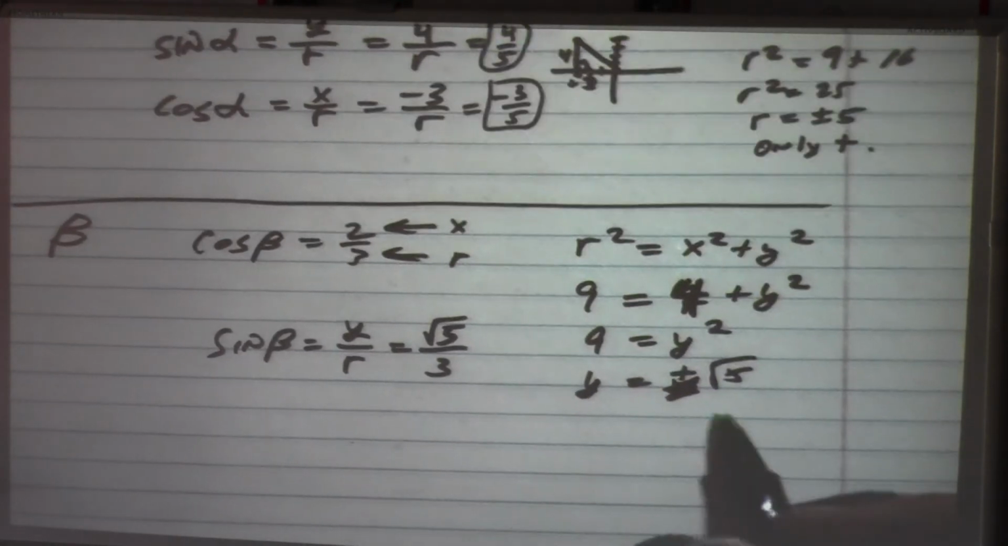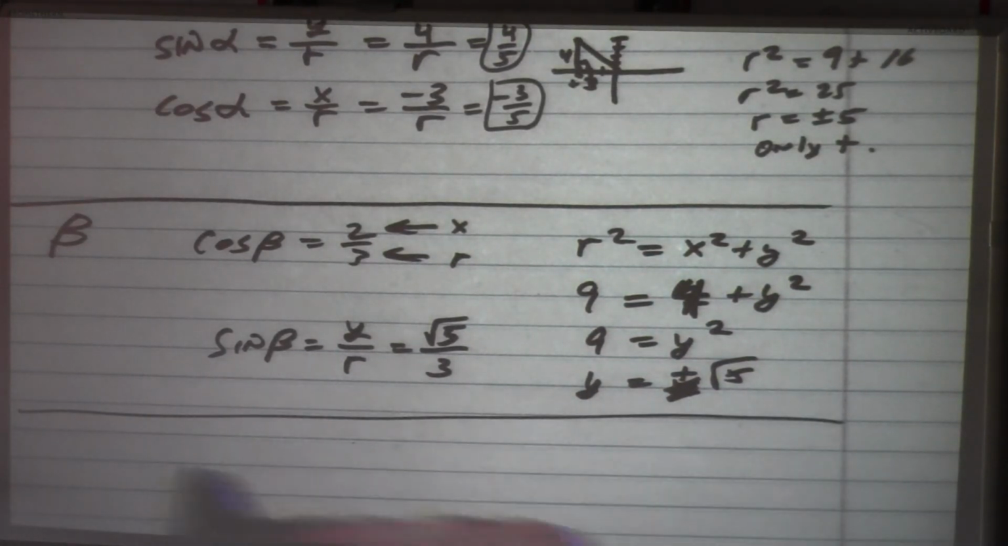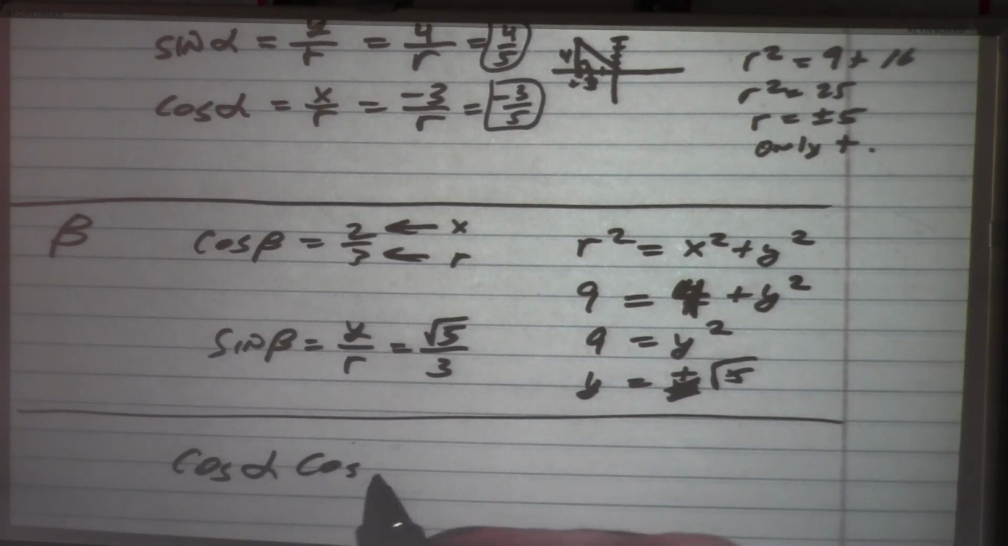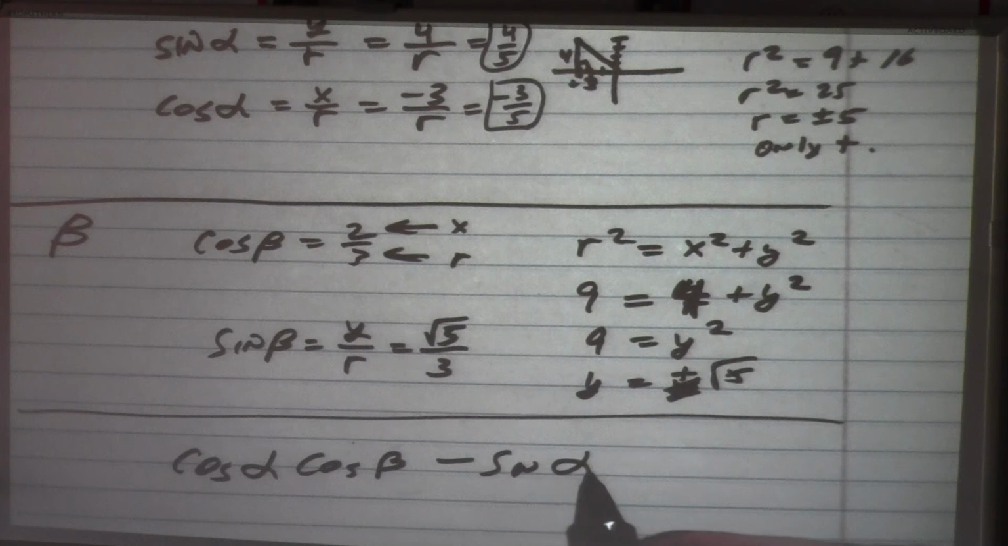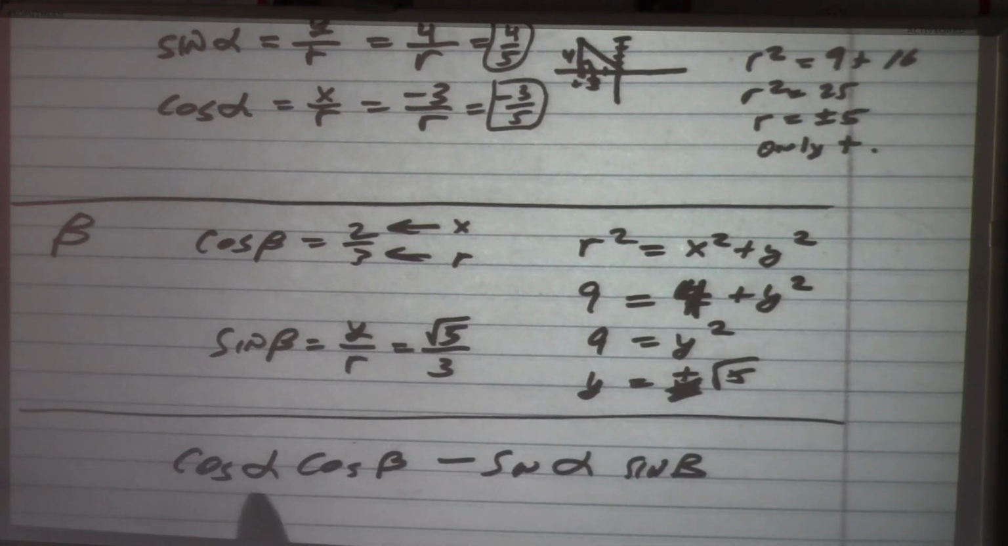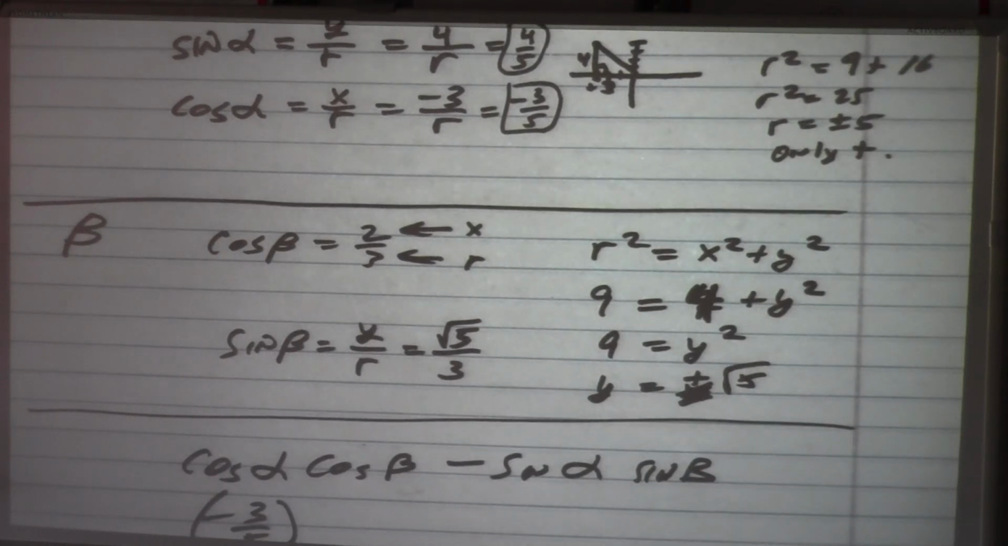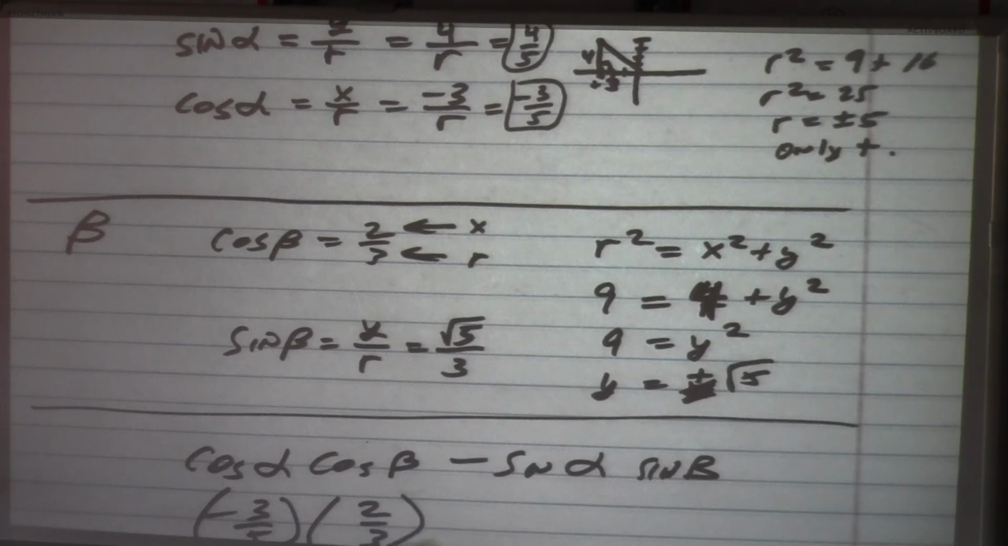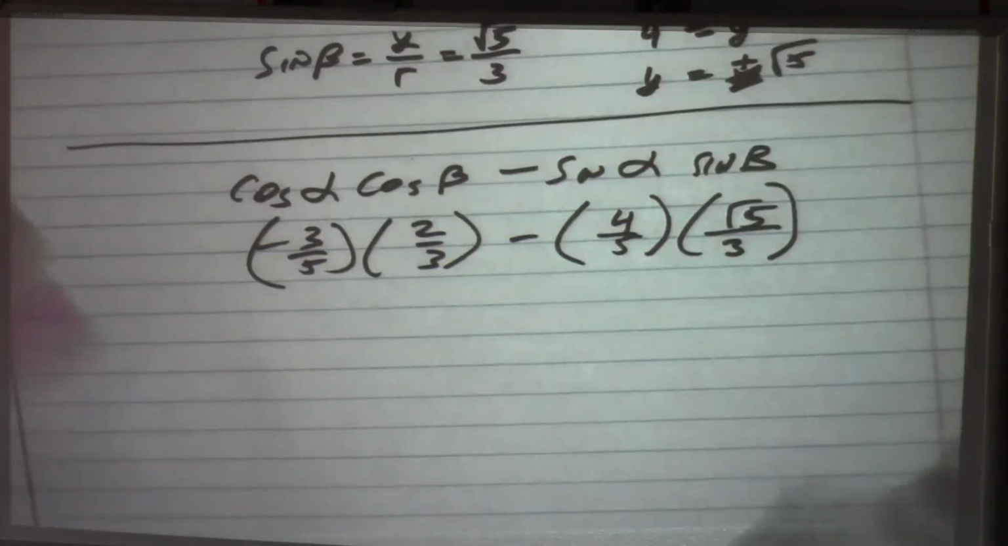So here we have enough information now to do all of these things. So the formula was the cosine alpha, cosine beta, minus sine alpha, sine beta. We now know that the cosine of alpha is negative 3 over 5. We know the cosine beta is 2 over 3. We know that sine of alpha is 4 over 5, and sine of beta is square root of 5 over 3. Okay, what's that allow us to do?